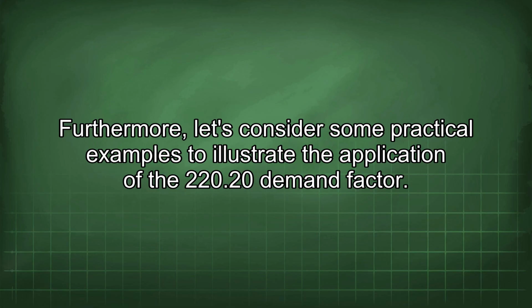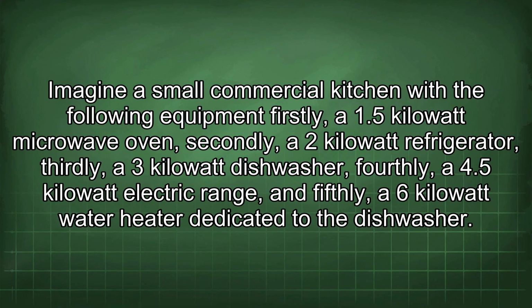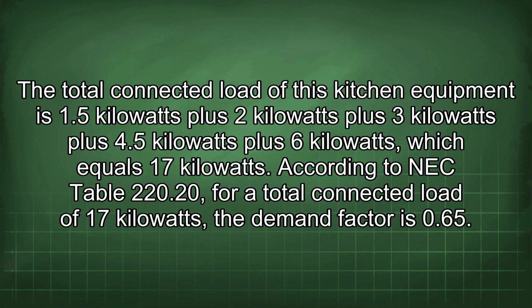Furthermore, let's consider some practical examples to illustrate the application of the 220.20 demand factor. Imagine a small commercial kitchen with the following equipment: firstly, a 1.5 kilowatt microwave oven, secondly, a 2 kilowatt refrigerator, thirdly, a 3 kilowatt dishwasher, fourthly, a 4.5 kilowatt electric range, and fifthly, a 6 kilowatt water heater dedicated to the dishwasher. The total connected load of this kitchen equipment is 1.5 kilowatts plus 2 kilowatts plus 3 kilowatts plus 4.5 kilowatts plus 6 kilowatts, which equals 17 kilowatts.